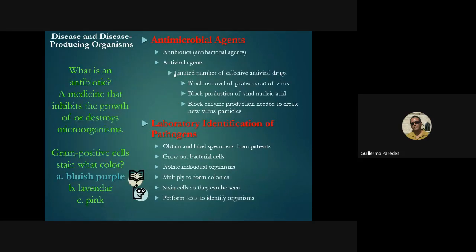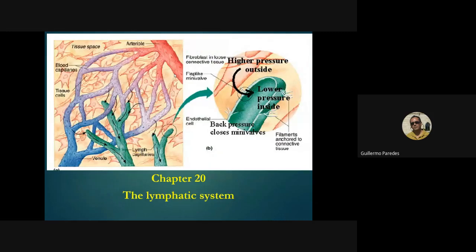Okay, so we already talked about that. Now, let's talk about the lymphatic system. If you can imagine, Highway 101 is going to be the arteries, Highway 280 will be the veins, and El Camino Real will be the lymphatic system.